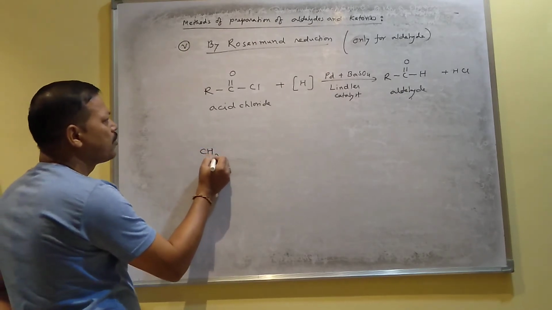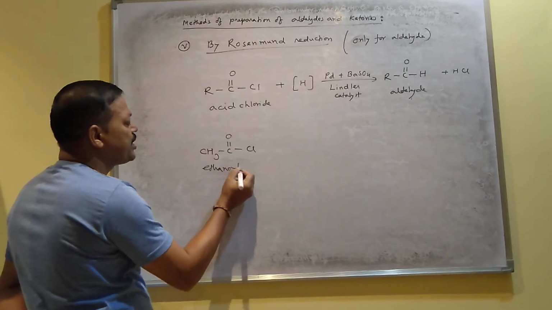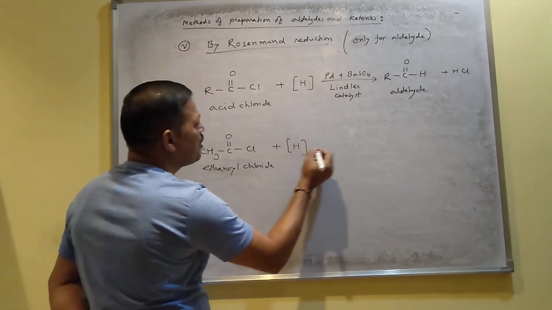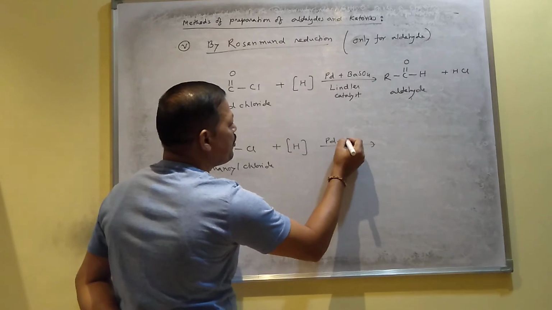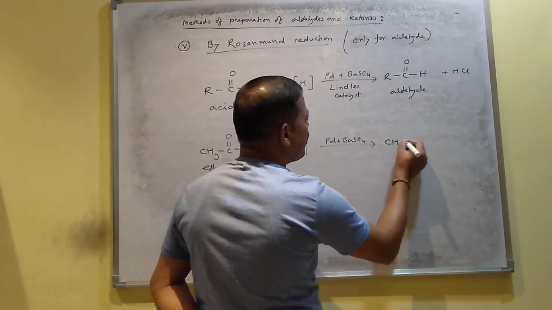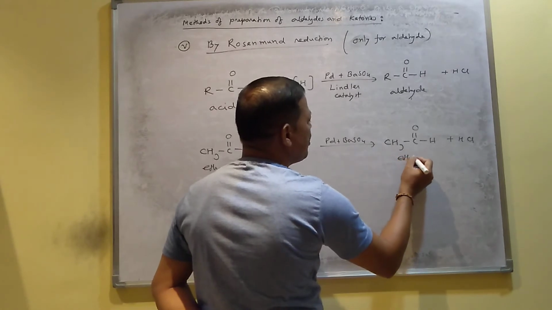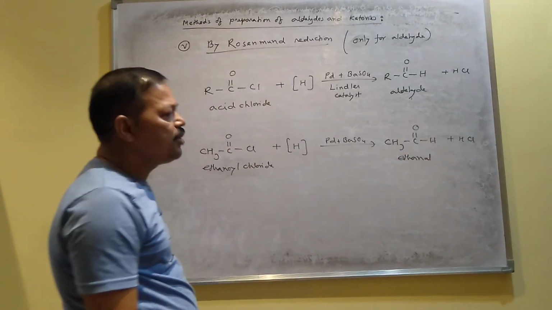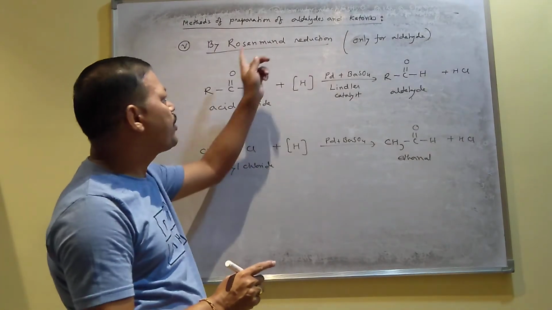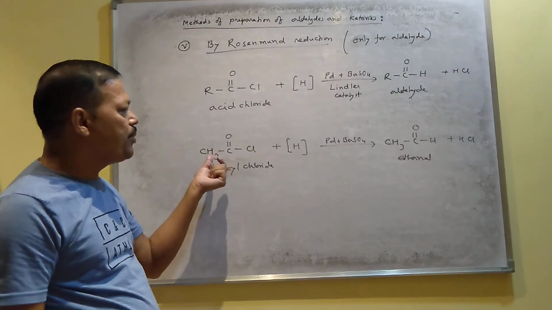For example, if you take ethanoyl chloride, IUPAC name ethanoyl chloride, and do reduction in the presence of the Lindlar catalyst, palladium and barium sulfate, then chlorine will be replaced by hydrogen, with side product HCl, giving ethanal. So any aldehyde, whether you want to prepare methanal, ethanal, propanal, butanal, you can prepare by applying Rosenmund reduction. It depends on the reactant. Based on the reactant you consider, you will get the product.